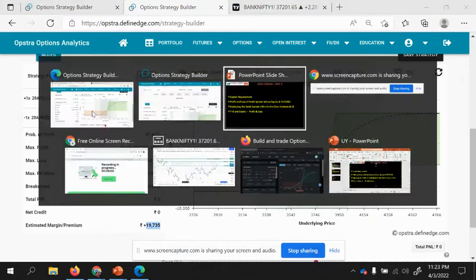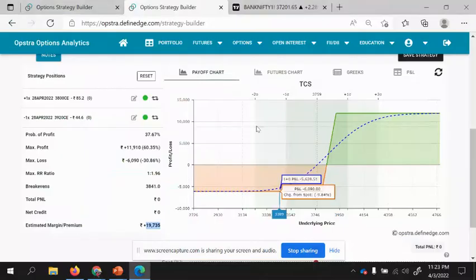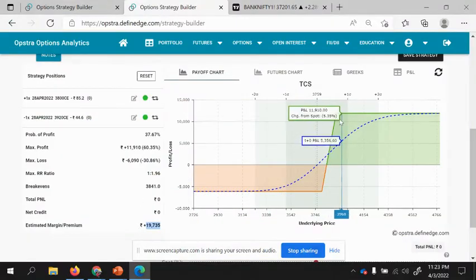What I mean to say is this part. Forget about the debit spread. You're planning to take an equity or the future cash segment, right? Do you think if the market makes a move of 4.76%, you will get a profit of 60 percent? No, right? So you'll get a profit worth only 4.55%.